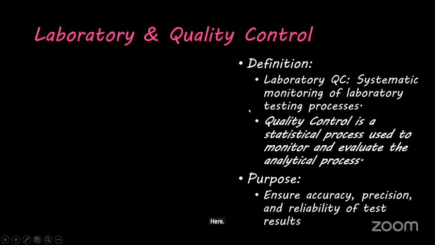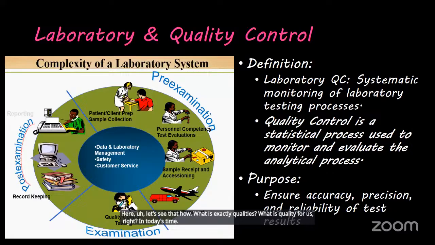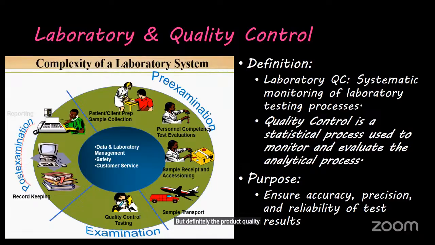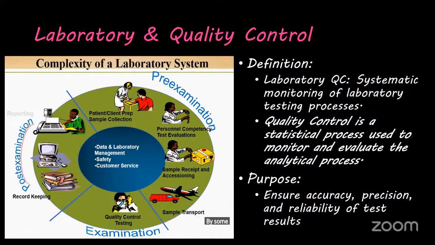Here, let's see what exactly quality is. What is quality for us? In today's time, everywhere in our day-to-day life, we expect a level of excellence in each and every product. But definitely the product quality is achieved by the procedure quality. The same is true for the laboratories as well. So the degree of excellence in laboratory testing procedures can be achieved by meeting some criteria, that is the standard which we follow.